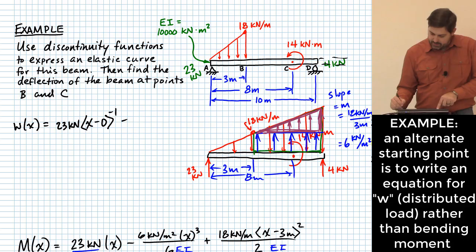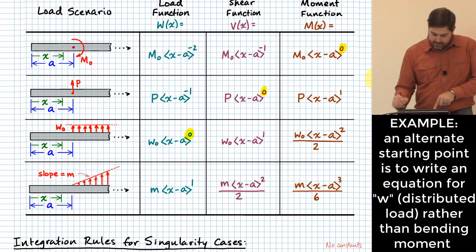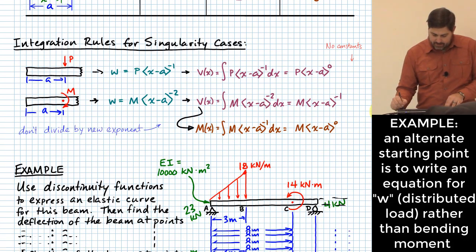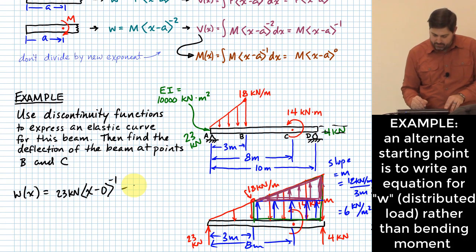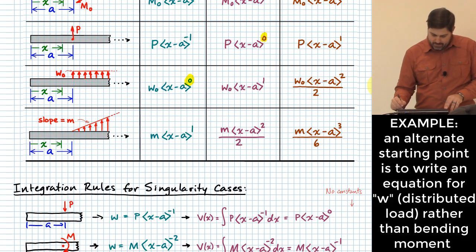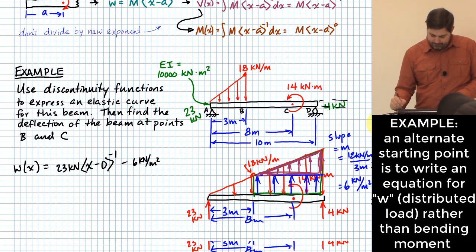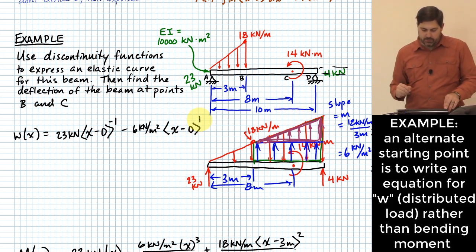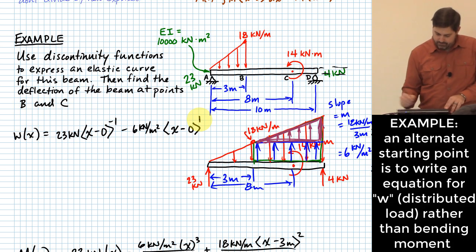Minus, and the form of that now is going to be that slope, which is 6 kilonewtons per meter squared. And again, it's minus because it's pointing down, not up. 6 kilonewtons per meter squared, multiplied by what? x minus a to the 1. What's a? 0. So x minus 0, to the first power.